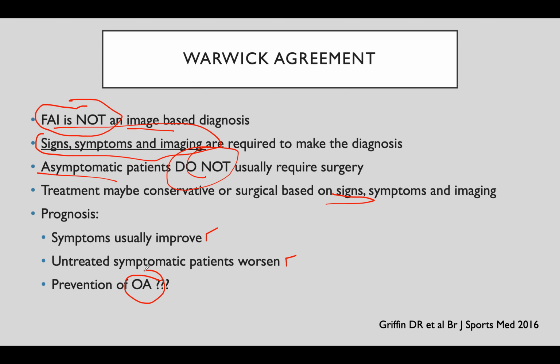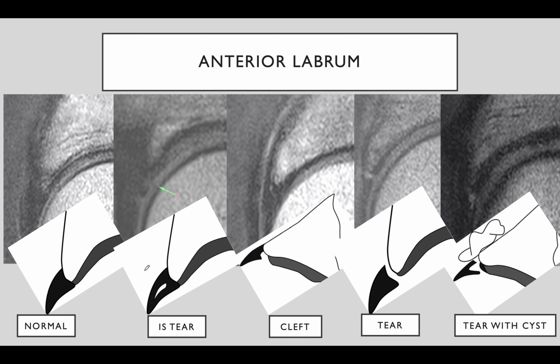Femoral acetabular impingement, very important thing to remember, is an entity that can often be overcalled, and it's important that you have a clinical entity along with the imaging findings before you label somebody as a patient with femoral acetabular impingement.